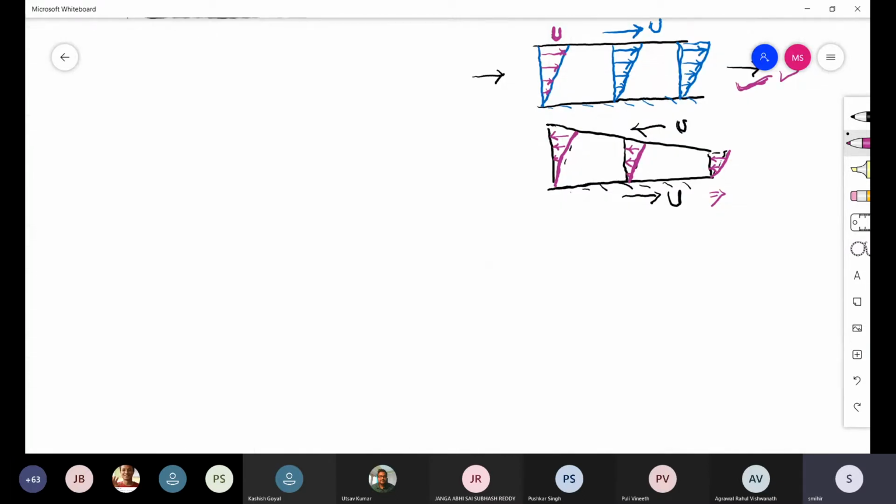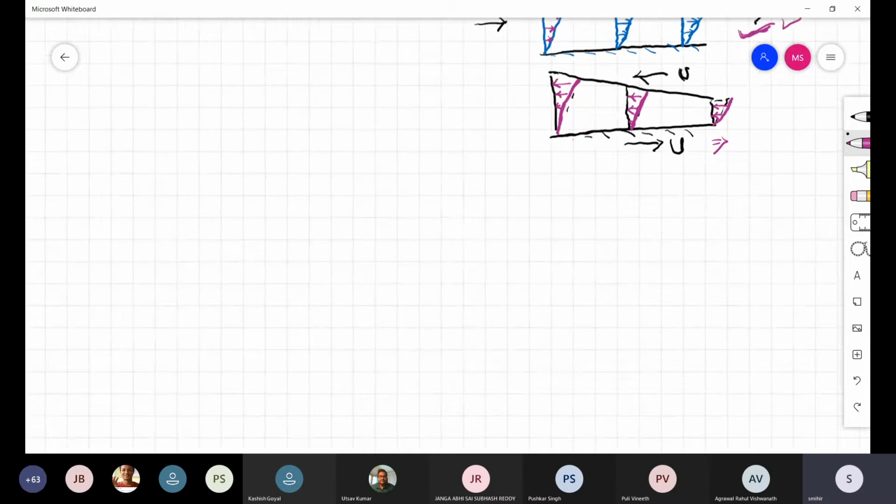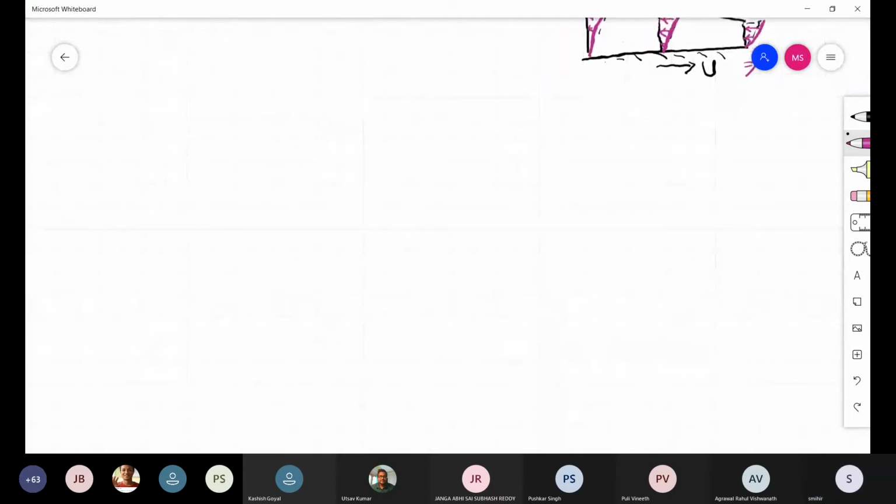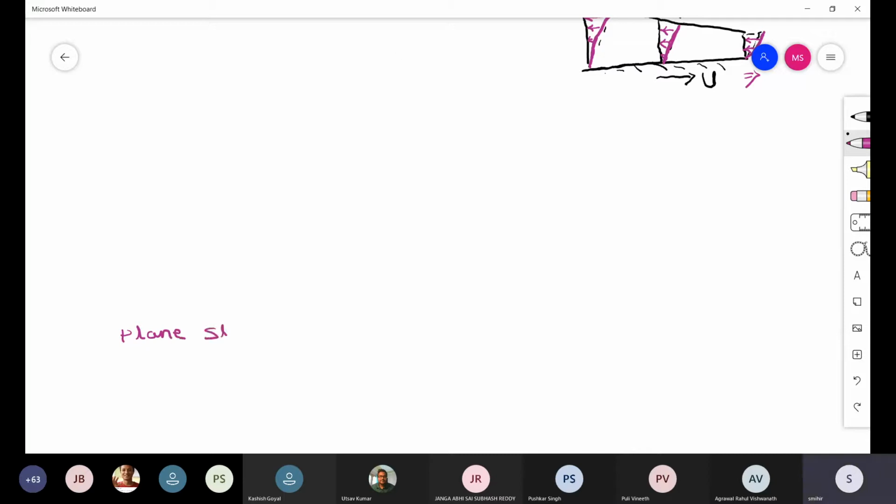Now let us go to the example of a real bearing, that is the plain slider bearing.